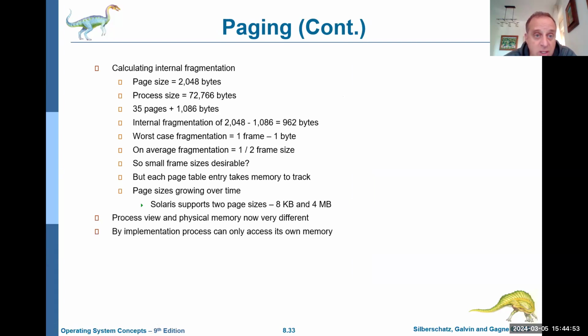Calculating internal fragmentation. Let's say a page size is 2,048 bytes, which is 2 kilobytes. And let's say the process size is 72,766 bytes long. Then, how many pages will we need? We'll need to divide 72,766 by 2,048, and we'll get 35 with a remainder of 1,086, which means how many pages do we need? We need 36 pages, because we can't give it 35 and a half pages. So we'll need 36 pages.